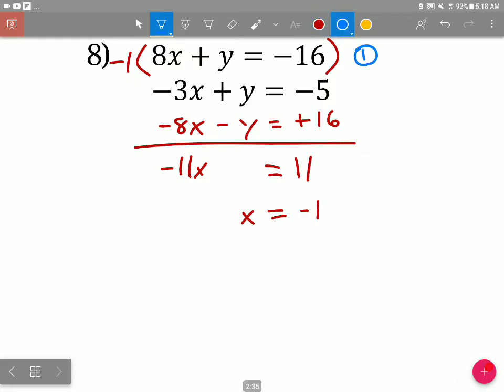I can use the first one. I can use the second one. I can use the third one. In this case, I'm going to use the first one just because I feel like it. Or I'll use the second one because the numbers look smaller. I don't know why. My brain is tired right now.